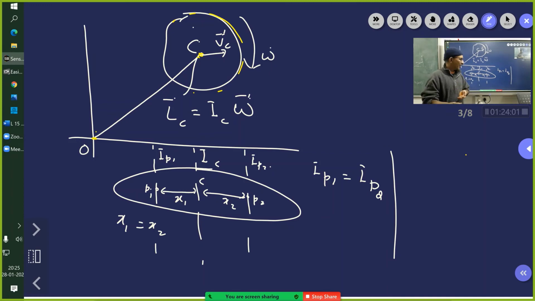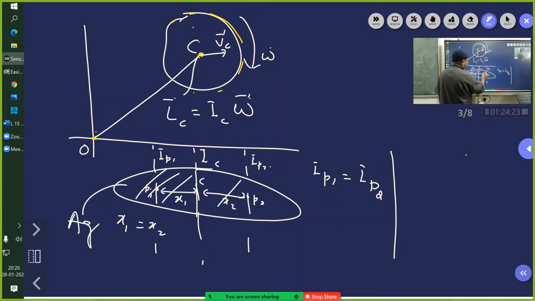So can we apply it? But the arrangement of mass also changes. See, the body must be uniform. Supposing this part is made up of, say, silver, Ag, and this part is made up of, say, gold.